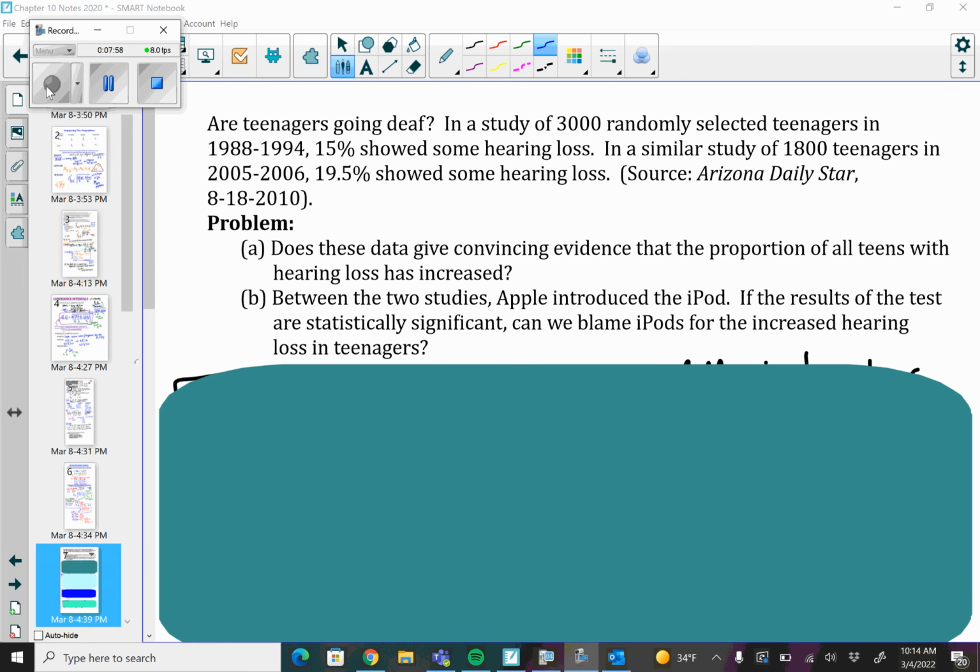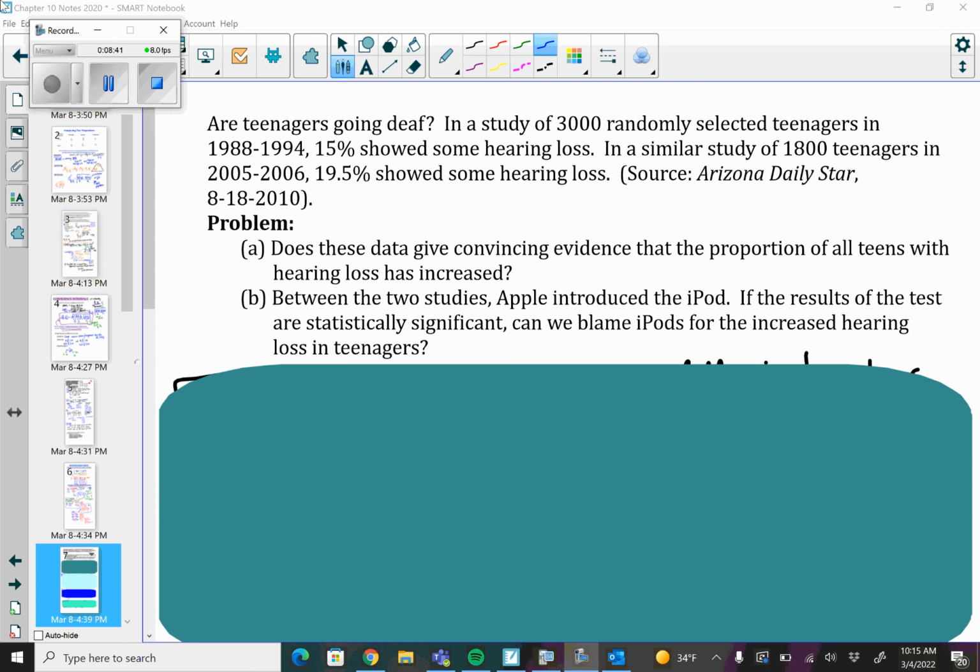Are teenagers going deaf? In a study of 3,000 randomly selected teens in the 80s and 90s, 15% showed some hearing loss. In a similar study of 1,800 teens in the 2000s, 19.5% showed some hearing loss. Of course, those are different numbers. 15 is not the same as 19. However, the question is, is that different enough that we can say there is a difference in hearing loss? Or is it that we just grabbed a sample from a different part of the country who had more hearing loss? Do these data give convincing evidence that the proportion of all teens with hearing loss has increased? And then, of course, we'll answer B in a moment.